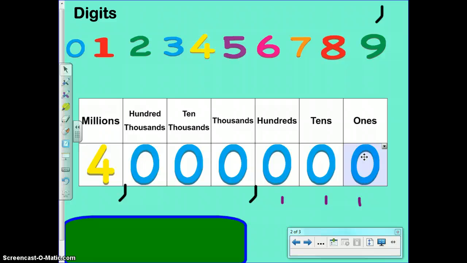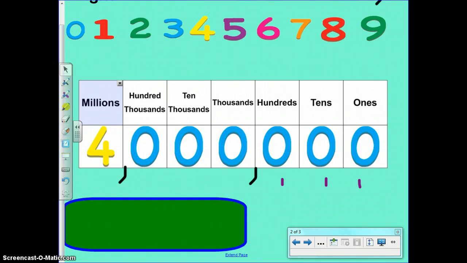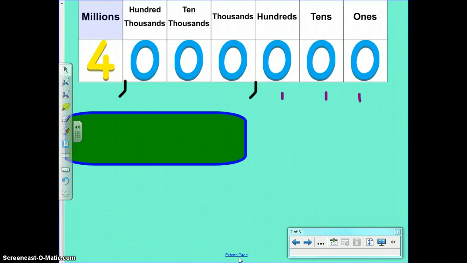Now we don't have to have this chart to read numbers that way. We just have to remember that the place value starts on the right and moves over from the ones, tens, hundreds, thousands, 10,000s, 100,000s, and millions. If I scroll down here a little bit, I can write the number 428. Because it's a 3-digit number, and I know that this is the ones, the tens, and the hundreds, I can read that number easily as 428.